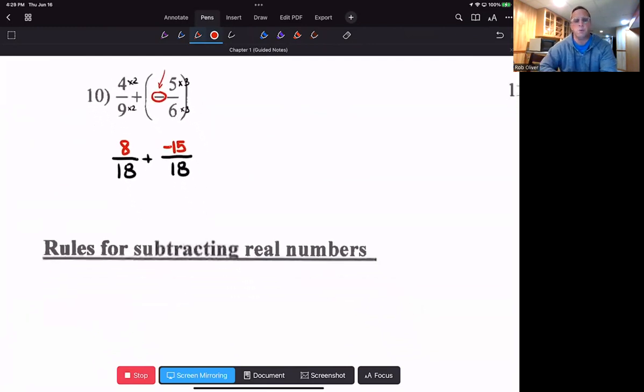All right. So now you know what to do. We have 8 and negative 15. We better subtract those. And it looks like the negatives win out on this one. There's more negatives. So that's going to be negative 7/18. Negative 7/18. And that cannot be reduced.